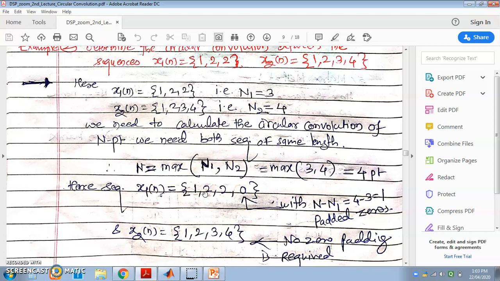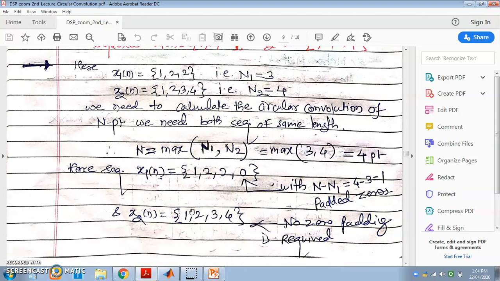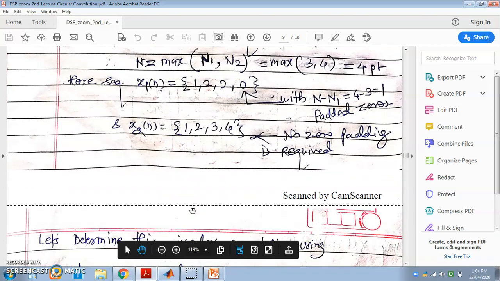So here we need to check whether to pad zeros in the first and second sequences. The first sequence has only 3 samples, so one 0 gets padded after the samples of the original x1 of n. The new signal of x1 of n I can write as 1 2 2 0. In x2 of n there will be no zero padding, as the length of x2 of n is equal to the length of the circular convolution that we are interested in. So no zero padding is required for x2 of n.